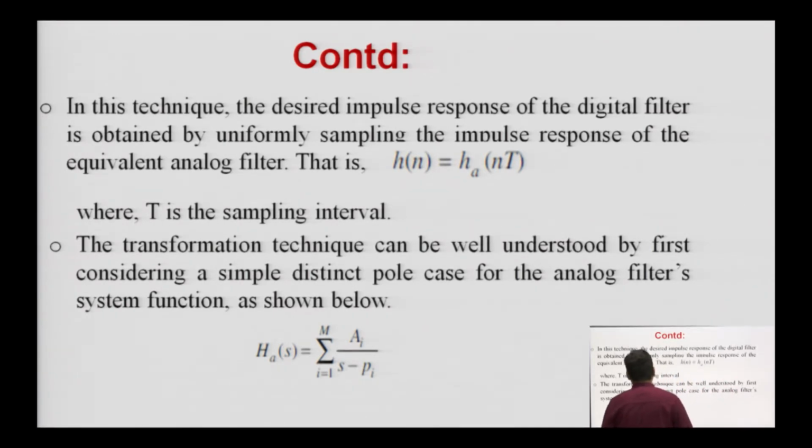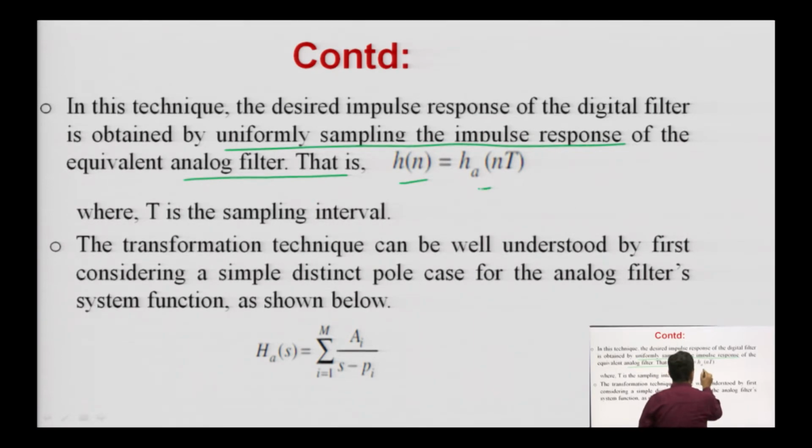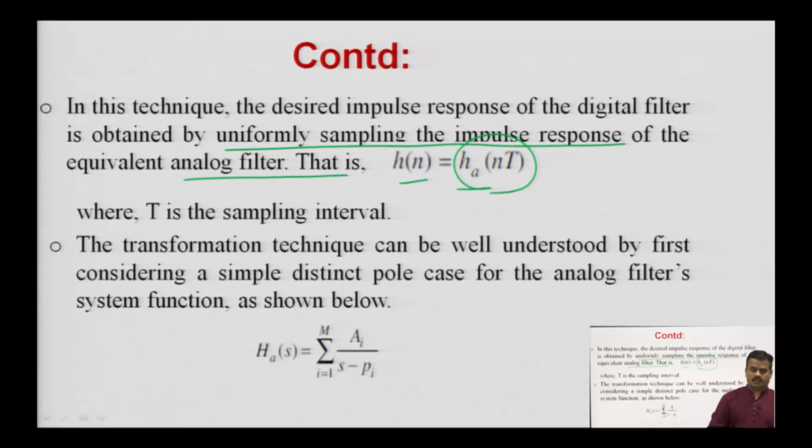In this technique, the desired impulse response of the digital filter is obtained by uniformly sampling the impulse response of the equivalent analog filter, that is this. So, h(n) is equal to h_a(nT). It means h_a(t) is the impulse response of the analog filter. Now, you are doing the uniform sampling here. Then after that you will get the small h(n). Now, T is the sampling interval here.